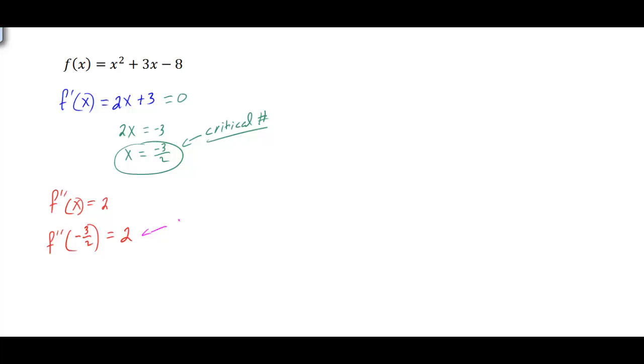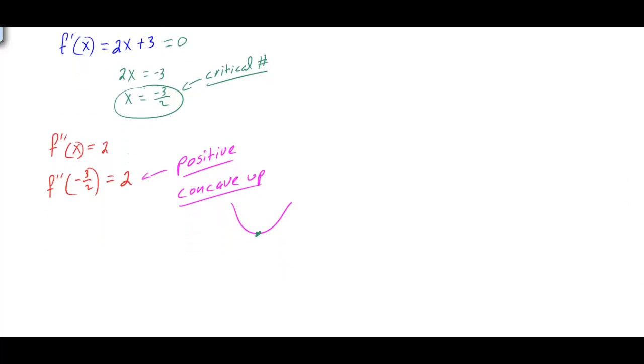Well, we know that this is a positive number, so therefore that tells us our graph is going to be concave up. And if our graph is concave up at negative 3/2, then that tells us that at negative 3/2 we would have a relative minimum. Okay, so you've got to be careful. It's positive, which means it's concave up, and if it's concave up, we have a relative minimum. So that would be at negative 3/2.